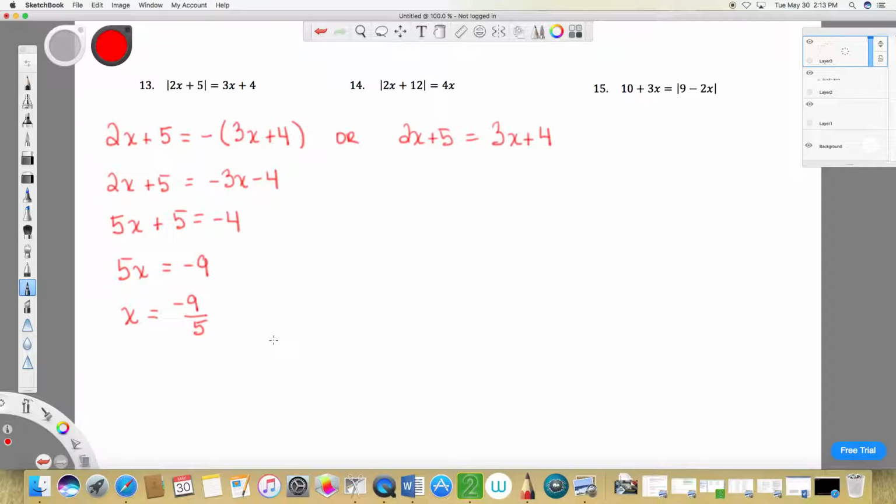Now we need to check and see if this checks or not, if it's extraneous. On the right hand side, if we take 3 times negative 9/5 plus 4, then I have negative 27 over 5, and I'll rewrite 4 as 20 divided by 5, and you can see that this is a negative number. Well, how could an absolute value ever equal a negative number? The smallest it could ever be is 0. The absolute value of any number is either 0 or positive. So this answer is extraneous.